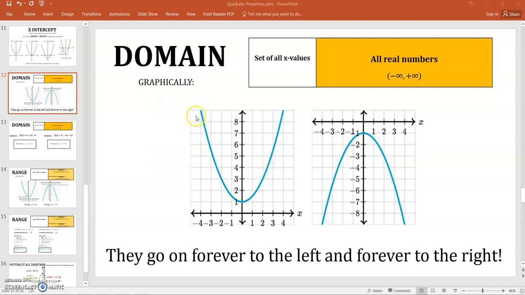So if you notice, technically there are arrows right here. So it goes on and on forever all the way to the left and on forever all the way to the right. So it doesn't matter if you're going up or if you're going down, the domain, no matter what, it includes all real numbers. So the way we write that, it's negative infinity to positive infinity, and they don't have brackets because they are not included.